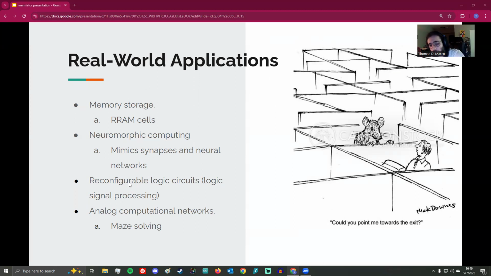Another application memristors have found is solving mazes. This is traditionally a computationally intensive problem, computer science wise. The solving of a maze gets, I want to say, exponentially more complicated. I don't know if it's actually exponentially, but it probably gets a lot more complicated as it gets bigger. And memristors were proposed to fill that hole in maze solving.